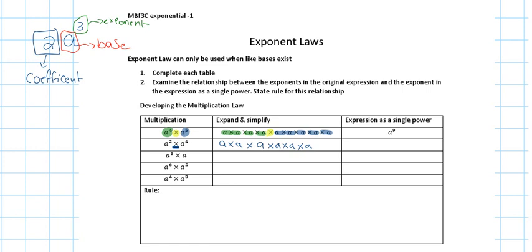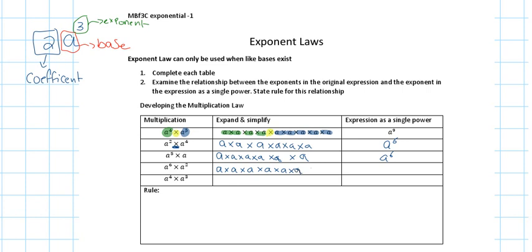How about the next one? So how many a's do I have first? 5. And then multiplied by, I'm missing one a. And then multiplied by a. So how many a's do I have multiplied together? 6. Next one, I have a times a times a times a, 1, 2, 3, 4, 5, 6. And then I have to multiply by a times a. So altogether I have a to the power of 8.